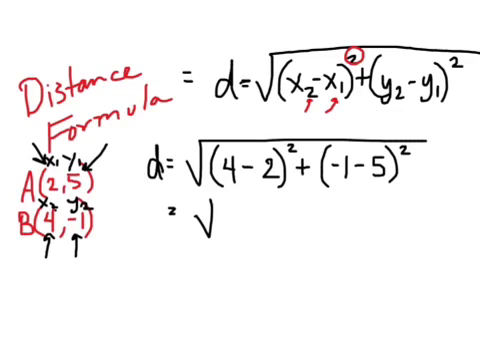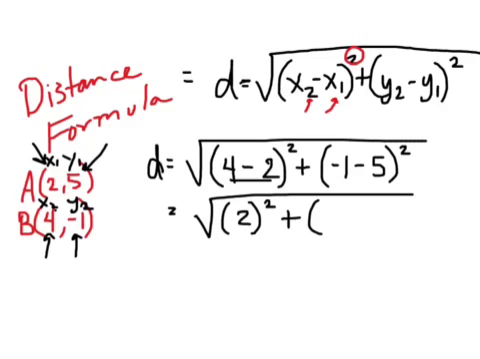Now, when you're doing this next, you're going to do the order of operations. So the first thing we're going to do is 4 minus 2, which is 2, squared, plus negative 1 minus 5, which is negative 6, squared. Next thing that happens is we need to square both things. So when we square both of them, 2 squared is 4.